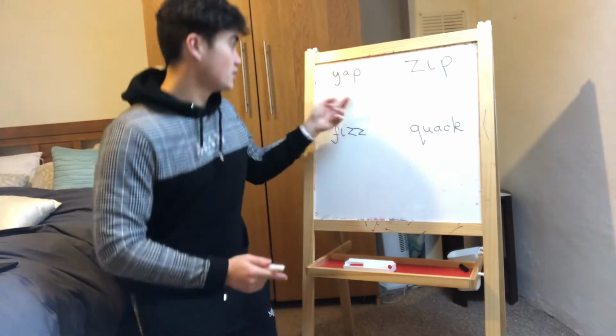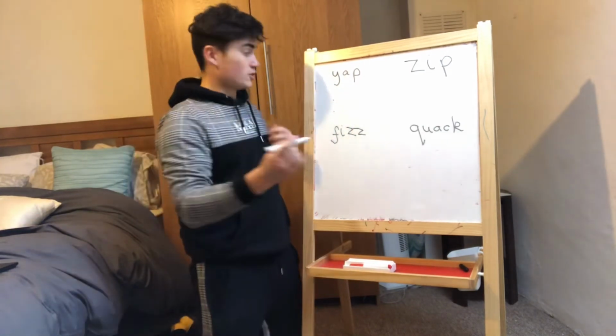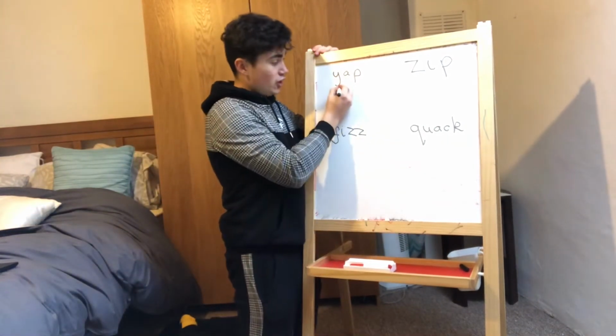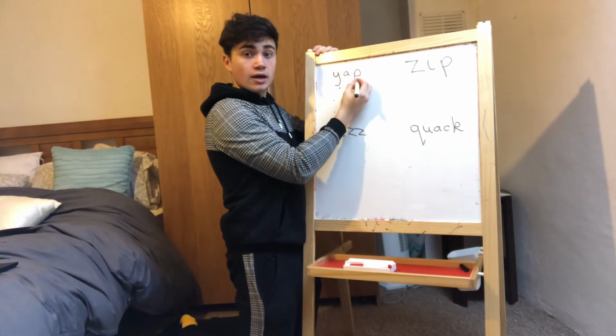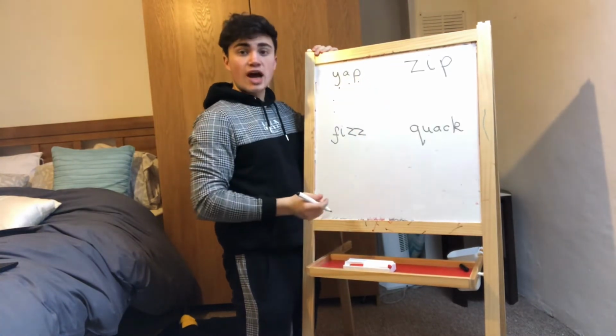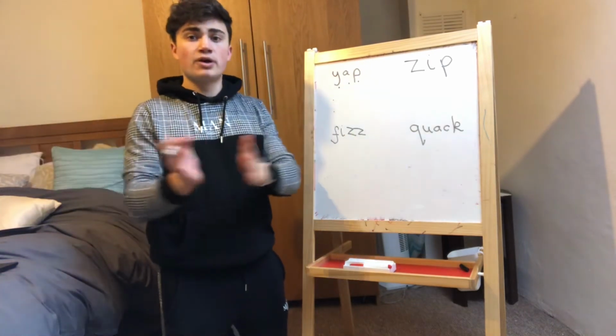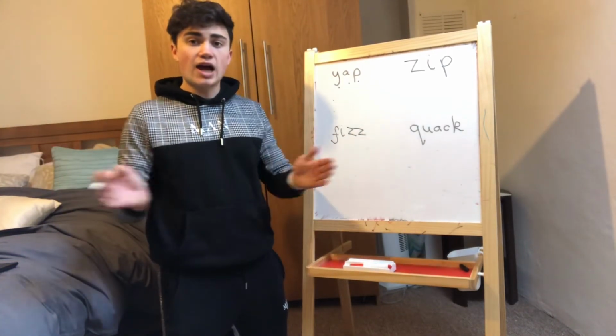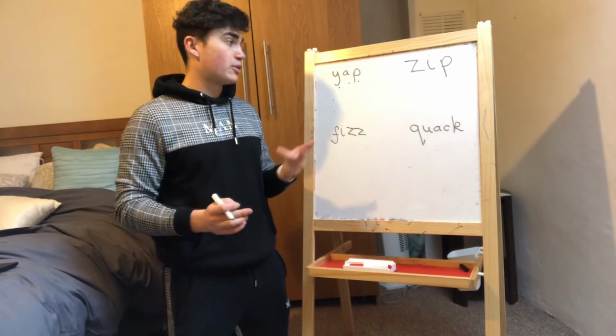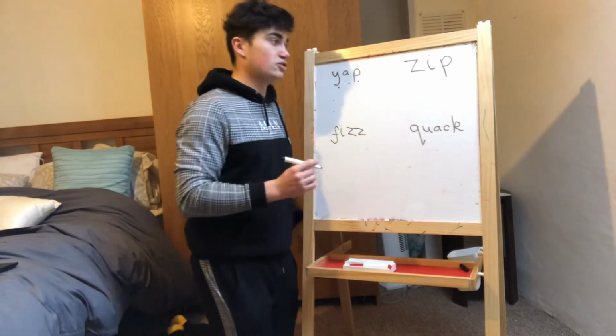Right. Top one. What are the phonemes? We've got a y, a, p. Right, let's blend together. Y, a, p makes the word yap. Well done. Right, how about this one?